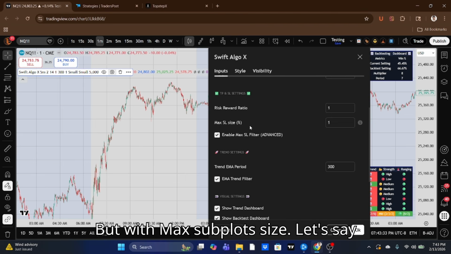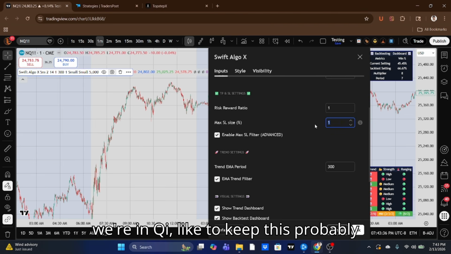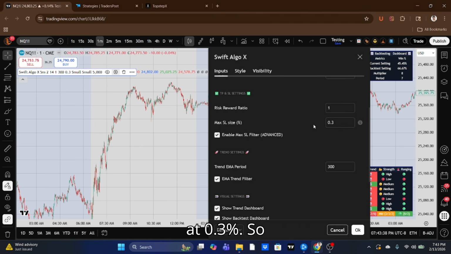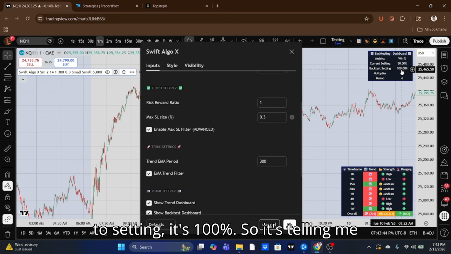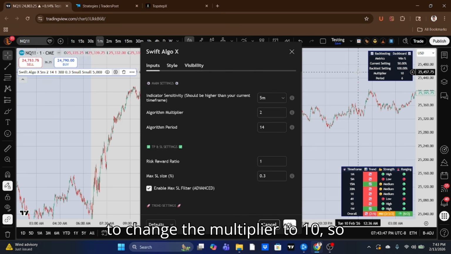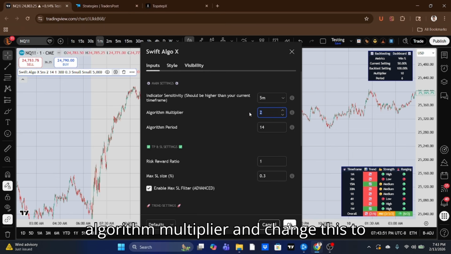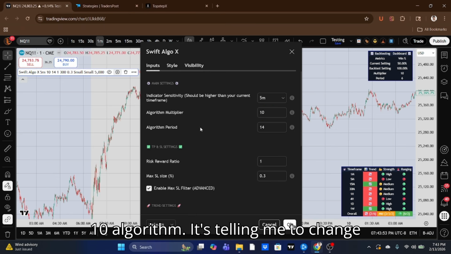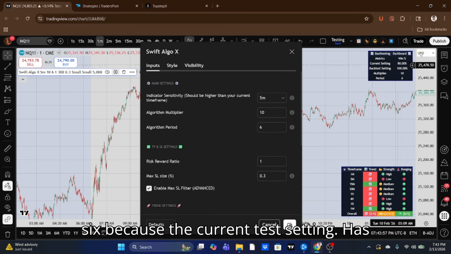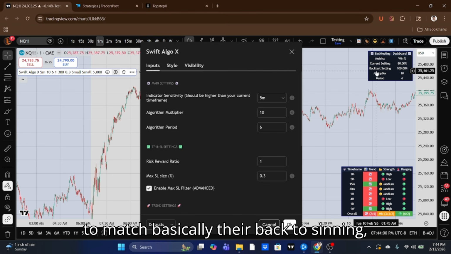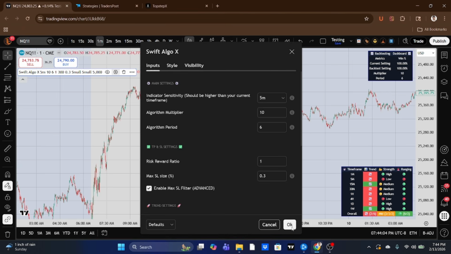But with max stop loss size, let's say for NQ, I like to keep this at probably 0.3%. So if you look at that, the backtest setting is 100%. It's telling me to change the algorithm multiplier to 10, and the algorithm period to 6. So I changed that to 6, because the current test setting has to match the backtest setting, right? So they're both 100%.